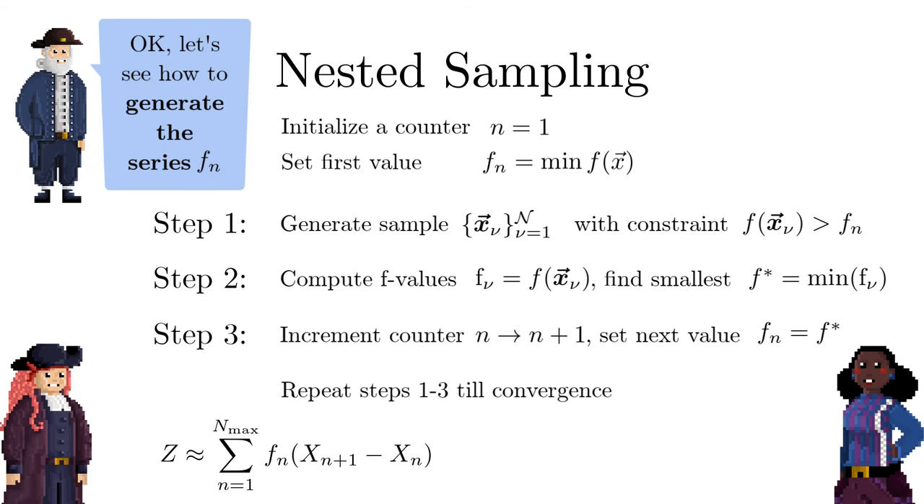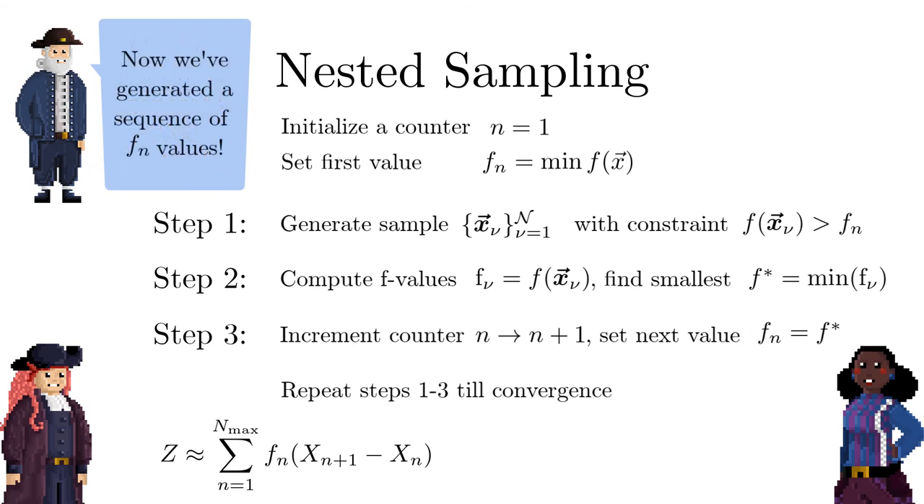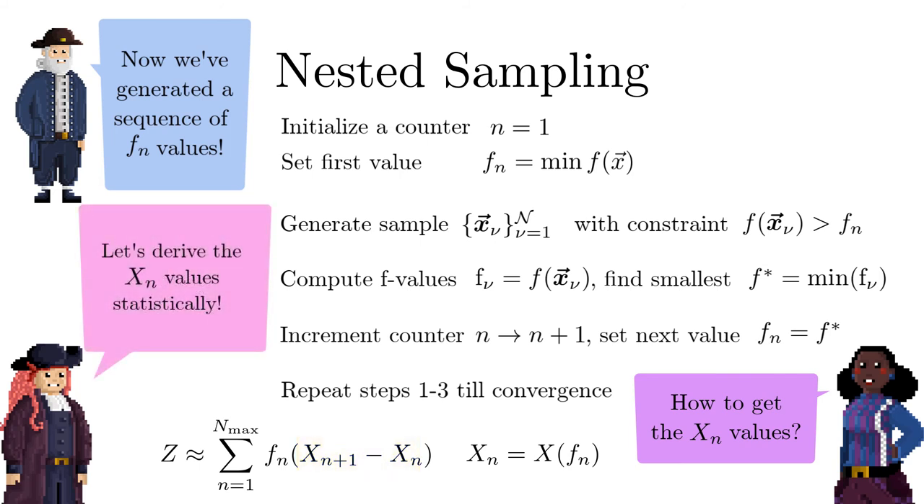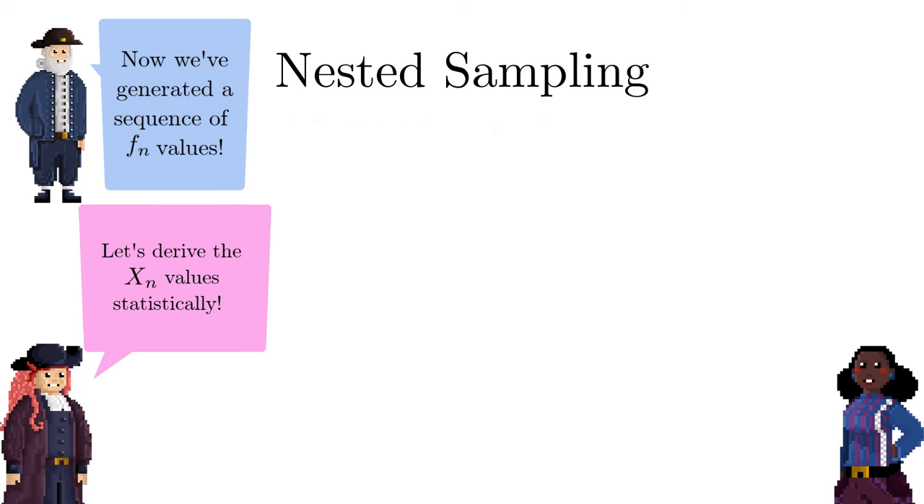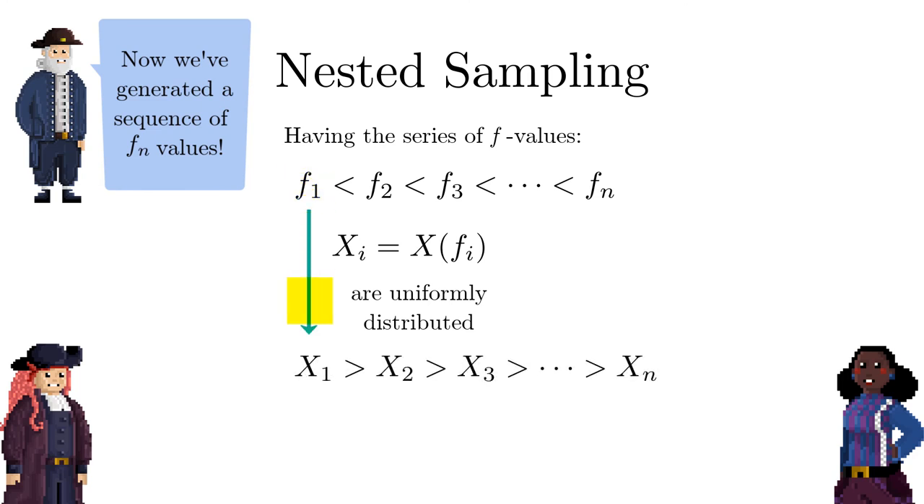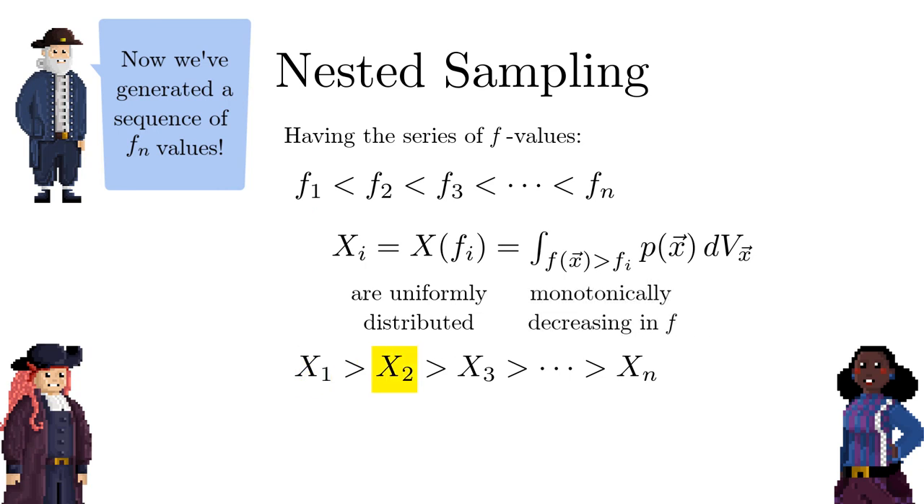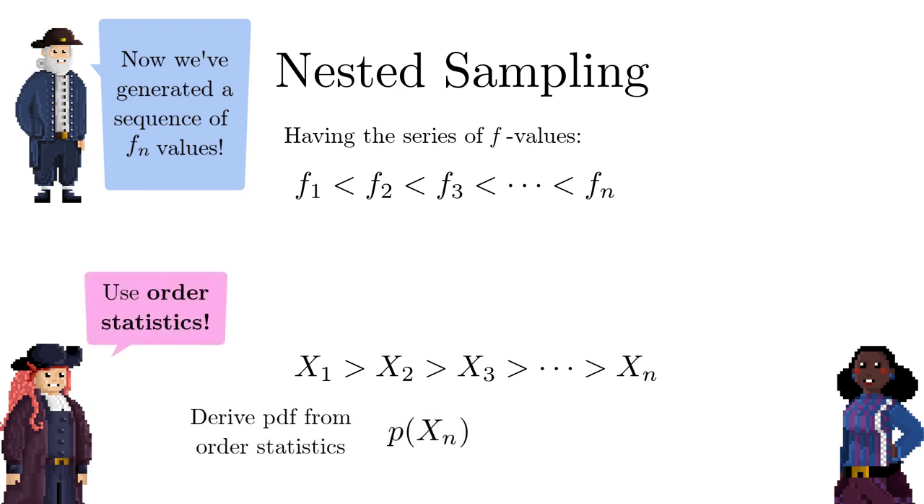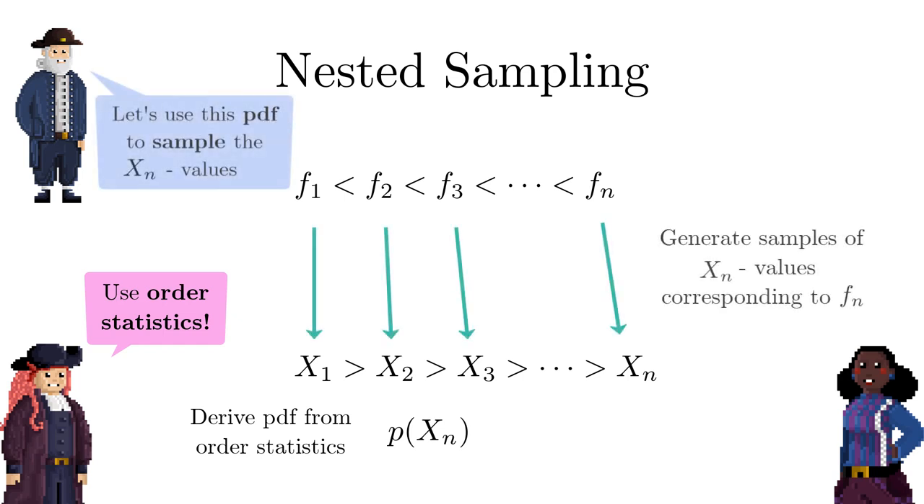The estimation of the integral now uses the sequence of f values generated in this way. We still don't know the x values, x sub n, corresponding to the f values, but now we can determine them statistically. The explanation, in a nutshell, goes as follows. The x values, x sub n, corresponding to the sequence of f values, f sub n, are uniformly distributed. The smallest f value of the sample corresponds to the largest x value, because by construction x is a monotonically decreasing function in f. Then we can use order statistics to determine the PDF of x sub n. From that, we can generate a sample of x values x sub n that corresponds to the sequence of f values.